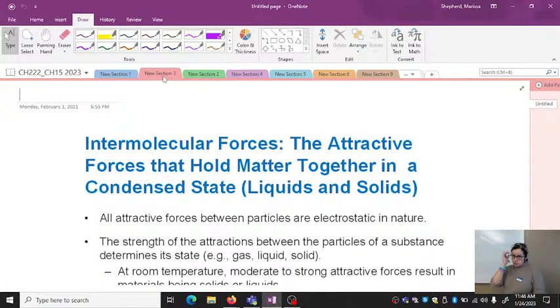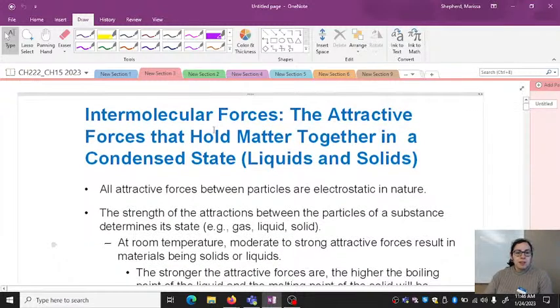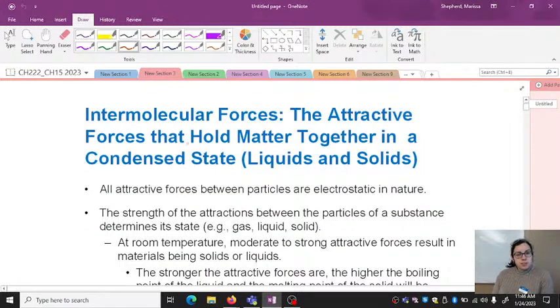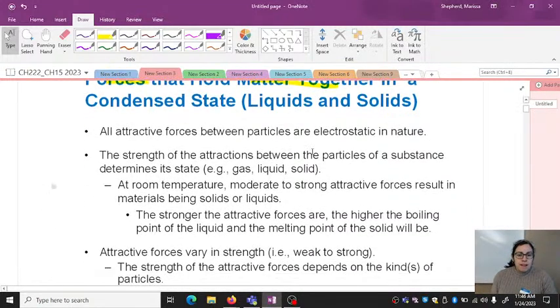Let's talk about intermolecular forces before we go into all the math. And so now let's talk about these intermolecular forces. Again, these are the attractive forces that hold matter together, that hold different molecules together. And all attractive forces between particles are electrostatic in nature.